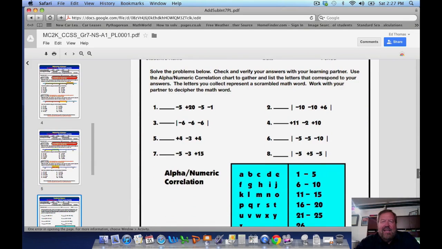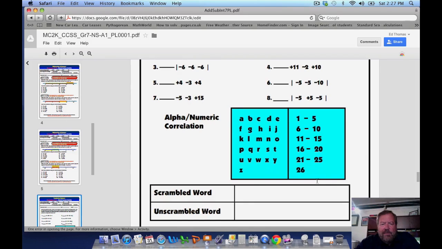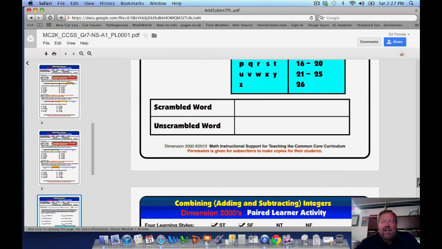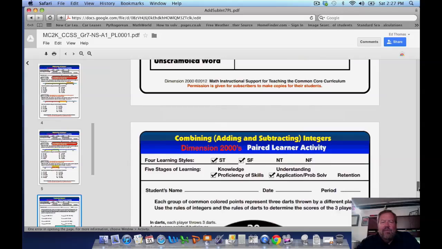And this activity right here is kind of neat because the kids are combining integers, and when they get their final answer, they're going to look at the alphabet chart, and the letter that corresponds to the answer, they'll retrieve that, and as they retrieve their letters, it turns out to be a scrambled math word. And so they write the scrambled letters here, and then they have to unscramble the words. So kind of fun for the kids to apply their knowledge of combining integers and discovering the scrambled math word.